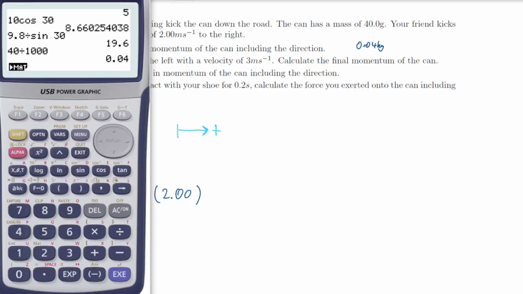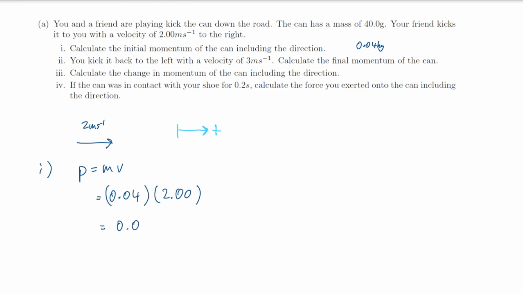And calculating that, 0.08. Units: momentum is mass, kilograms, times velocity, meters per second. And since it's positive, we know that it's to the right. And do we need to round it? No. So the lowest sig fig is the mass, which is 2. So that's fine.